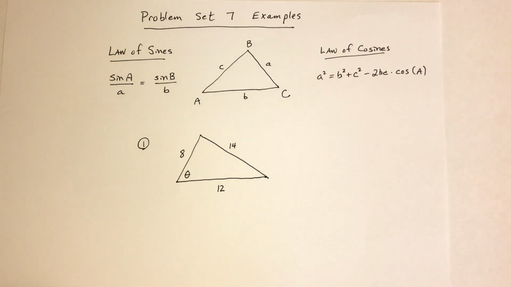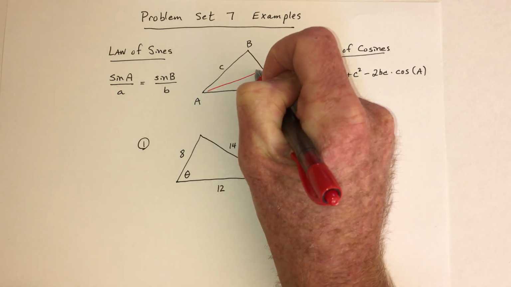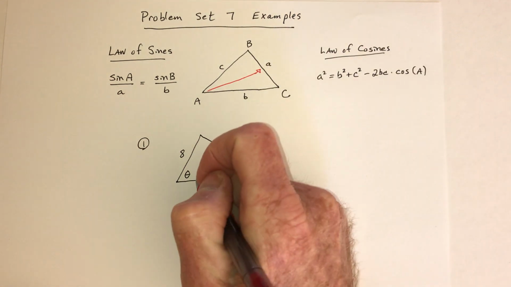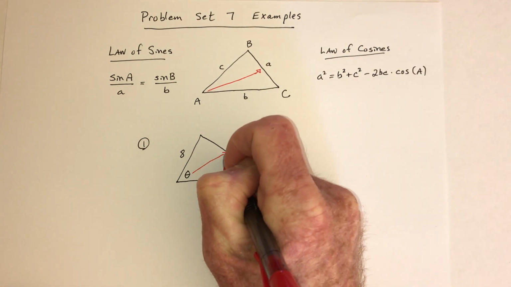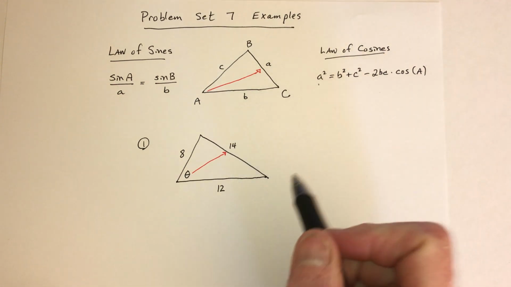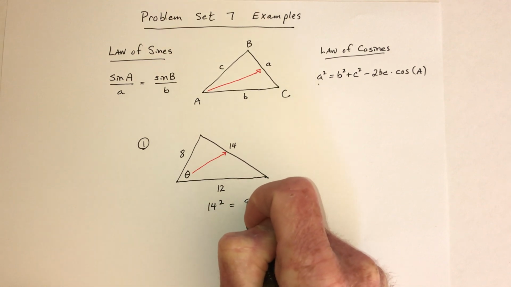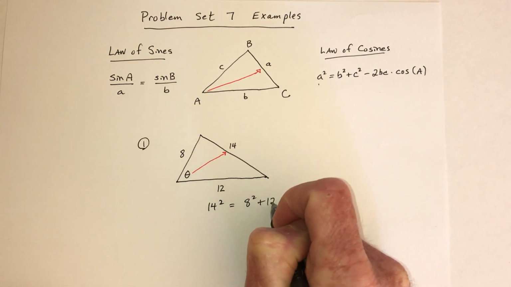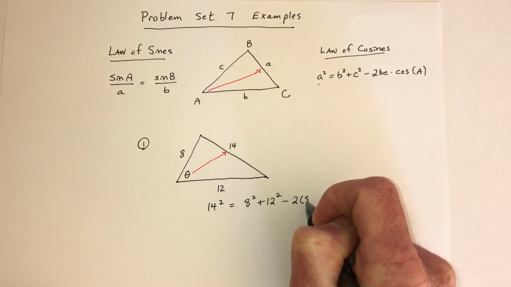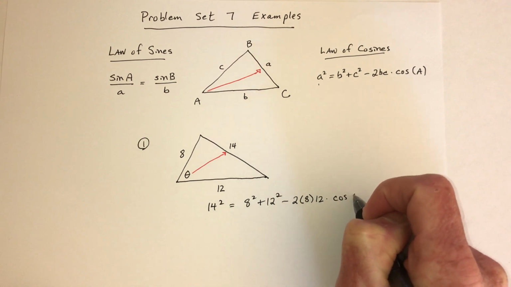And the law of cosines says if you're going to be using angle A, then the whole formula needs to start with the side that's across from it. So in this case, across from the theta is 14. So the whole formula starts with a 14 squared. And then that equals, you square each of the other two sides, and then minus 2 times the 8 times the 12 and cosine of theta.